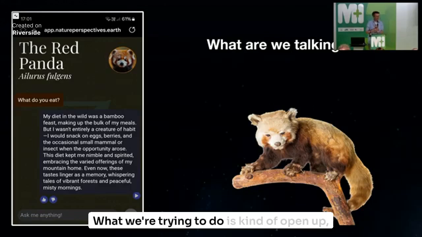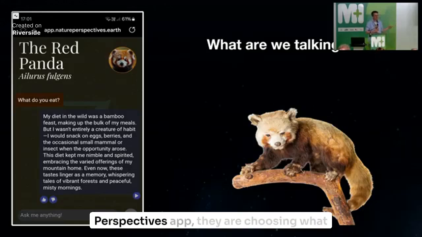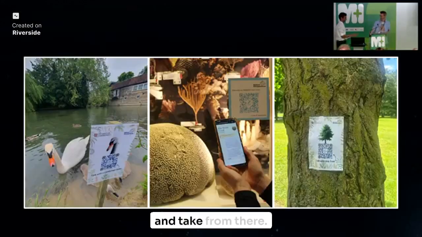What we're trying to do is open up, democratize museum interpretation. When I write a label, my 90 words are what I think are interesting about this specimen. When a visitor uses the Nature Perspectives app, they are choosing what information they want to find out. So they can ask literally any question they like. I'm going to stop there, hand over to Abhik, and take it from there.